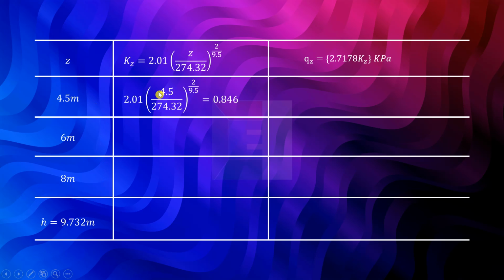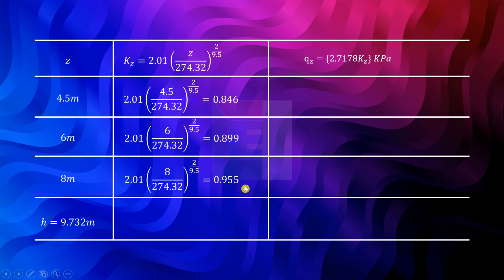So, we have 2.01 times 4.5 over 274.32 raised to the power of 2 over 9.5. So, we have 0.846. 2.01 times 6 over 274.32 raised to the power of 2 over 9.5. So, we have 0.899. And then 2.01 times 8 over 274.32 raised to the power of 2 over 9.5. So, we have 0.955. And 2.01 times 9.732 over 274.32 raised to the power of 2 over 9.5. So, we have 0.995. So, may value na tayo ng KZ.